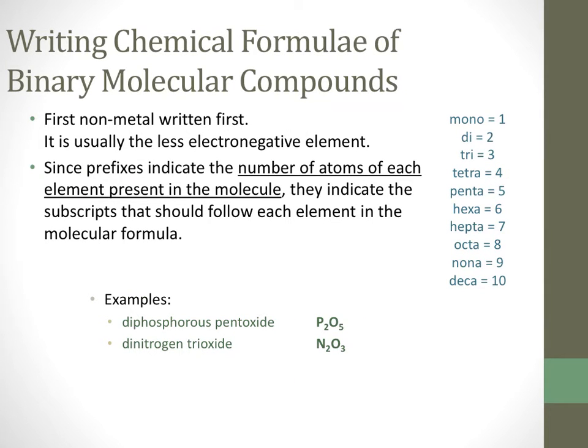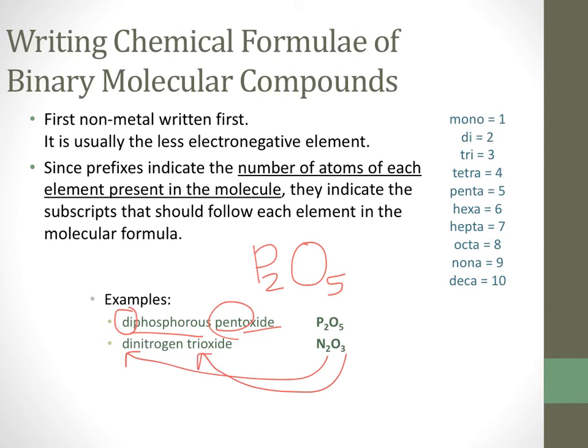Similarly, when you're writing the chemical formula from the binary molecular name, first you write the first nonmetal, so phosphorus, P, and there's two of them there, so you have to indicate two. And then oxide is the ion of oxygen, and there's five there, so you write the five. So P2O5 is the chemical formula of diphosphorus pentoxide. Dinitrogen trioxide is N2O3. Again, the 2 refers to the di by the nitrogen, the 3 to the tri by the oxygen.